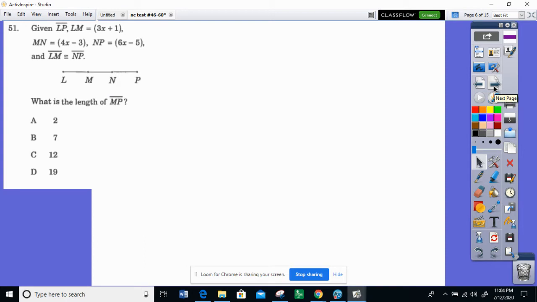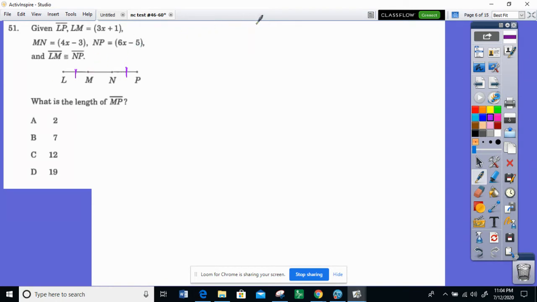Number 51 says, given line segment LP, the length of segment LM is 3x plus 1. The length of segment MN equals 4x minus 3. The length of segment NP equals 6x minus 5. And the length of segment LM equals the length of segment NP. They want to know, what is the length of segment MP?